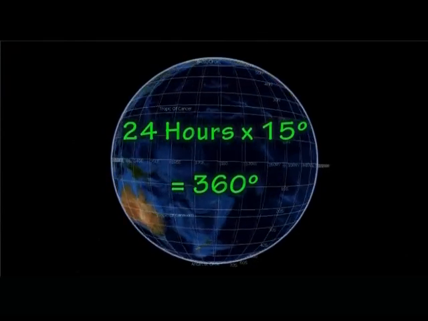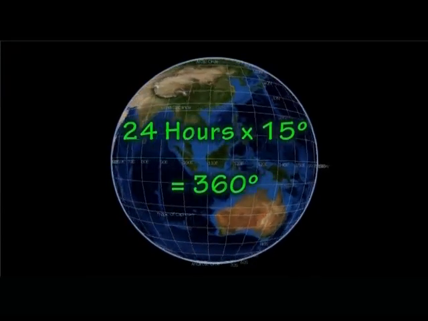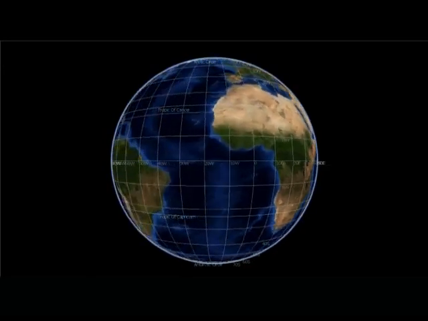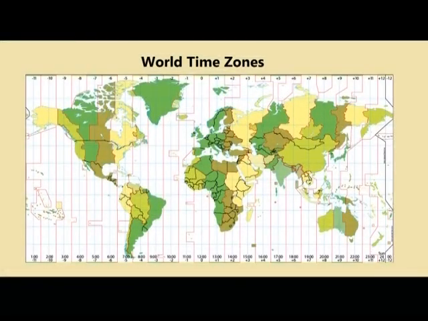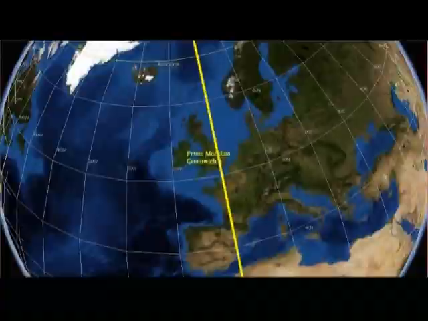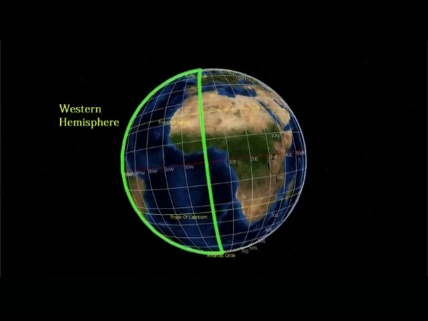Time zones are based on the fact that the Earth rotates 15 degrees each hour. Since there are 24 hours in a day, there are 24 time zones. Time zones are counted from the prime meridian, which is 0 degrees longitude. The local time on the prime meridian is called the Greenwich Mean Time, or GMT. Local time for other places depends on whether they are in the eastern or western hemisphere.